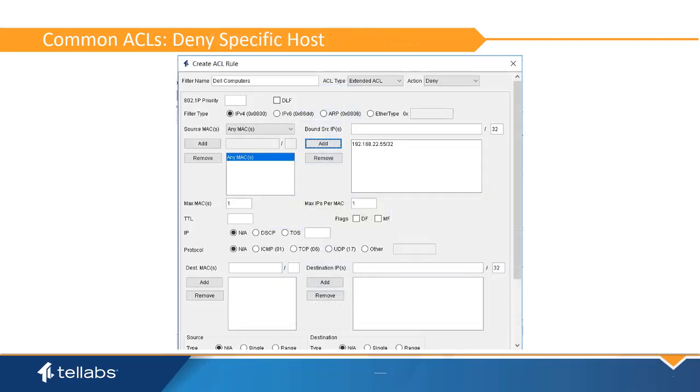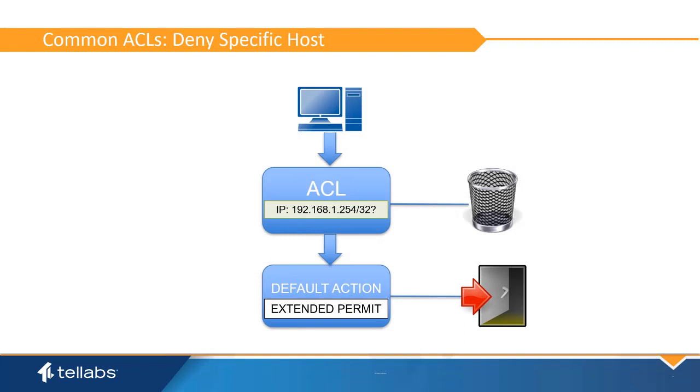Extended ACLs allow you to do both deny and permit actions. In this example, we want to deny a specific host on the port. It is similar to the allow specific host filter, but the ACL type is set to extended ACL and the action is set to deny. Now, any traffic from the specific source IP address or subnet will be denied. This filter requires that the VLAN be an extended permit VLAN unless there are other permit filters in place.